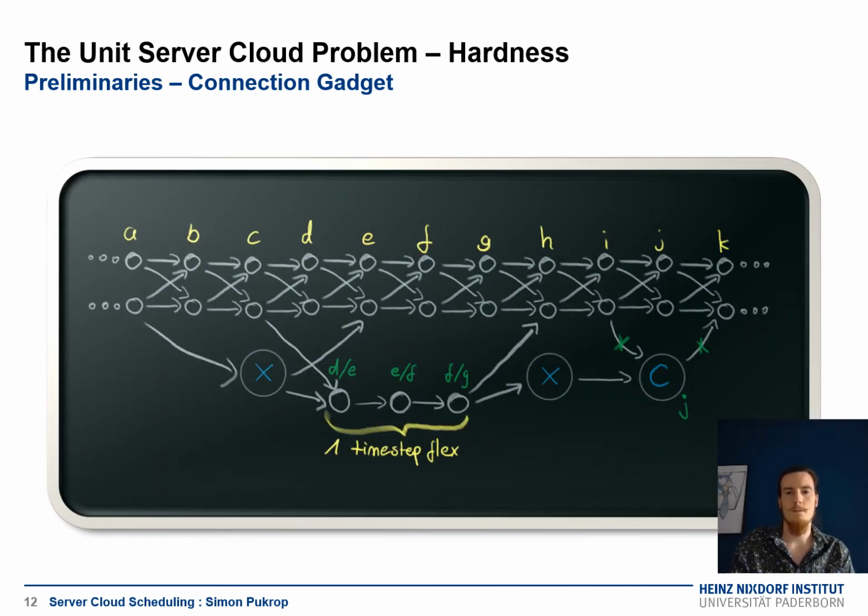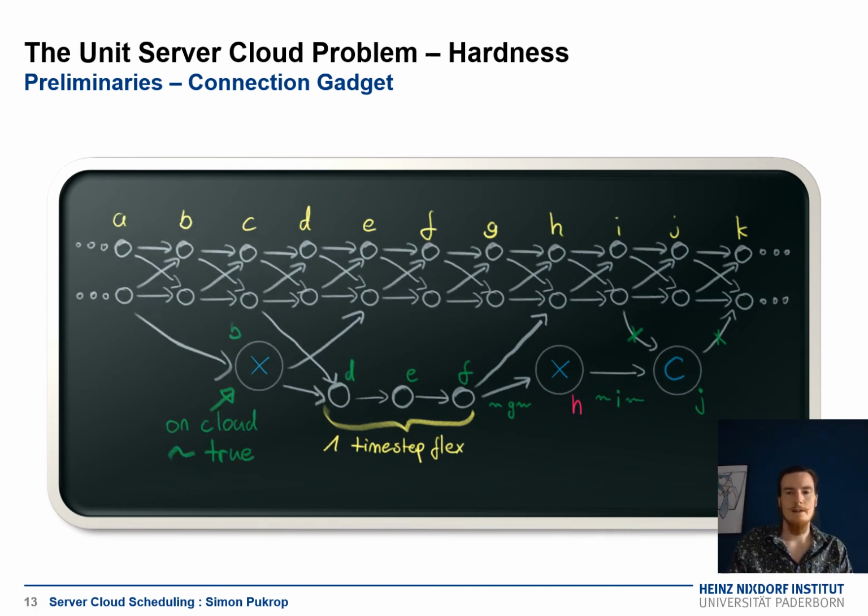Okay, so we have the variable gadgets and we have the clause gadgets, but they are not connected by now. So this is what we want to do here. We have this connection gadget. And basically the connection gadget is a chain of jobs with one time step flex. So in our example here, we have 4 time steps on the anchor chain, and the chain is only 3 jobs long. So we have one time step flex where we can shift it to the end or to the front. It is also connected to the variable job and the corresponding literal job.